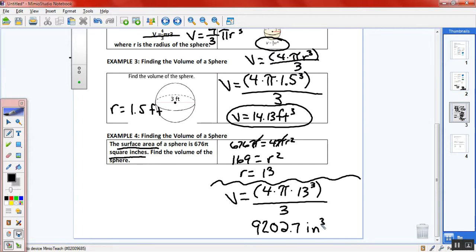What do you guys think? Again, really, how many formulas to use? Just 2. You really just need to know 2. That's it. Let's see where we're at now. Page 4.